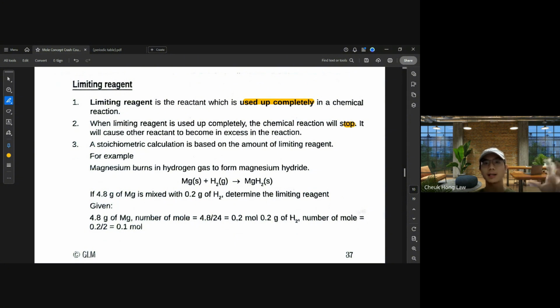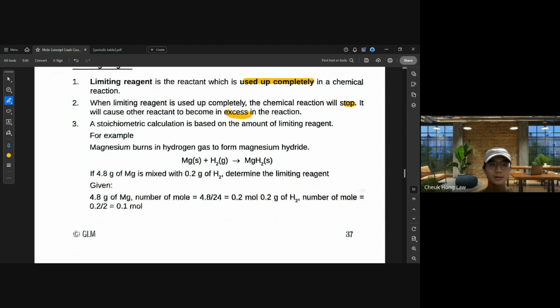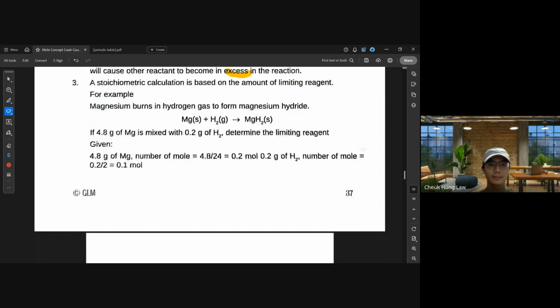So it will cause the other reactant to become in excess. You have two substances, right? Once one is completely used up, the other reactant will become in excess. So let me use this analogy.